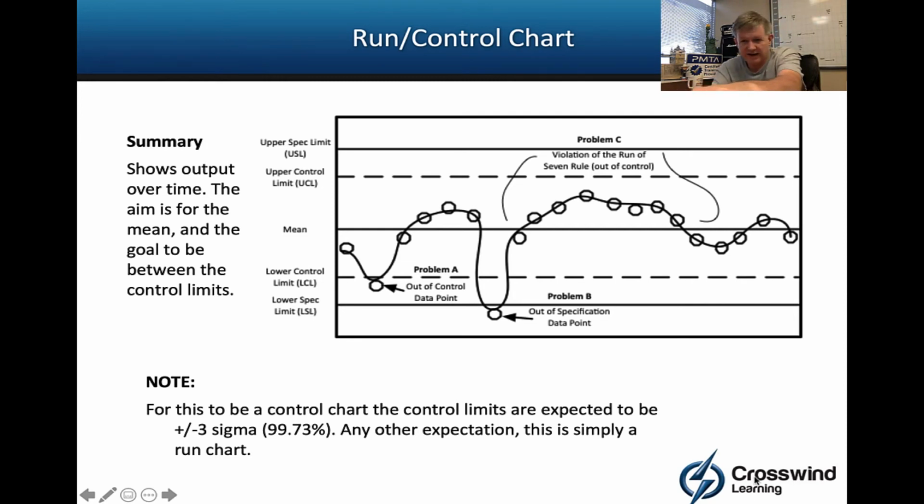So in other words, the dashed lines, I would expect 99.73% or more of my data points to fall between those. Whether they did or not, so be it, that's my expectation. And if that's the case, it's a control chart. Any number higher or lower, it's a run chart.